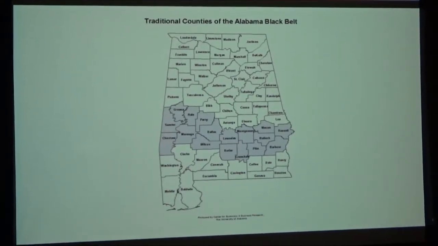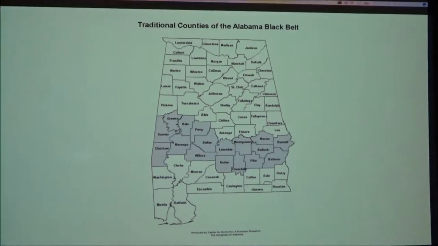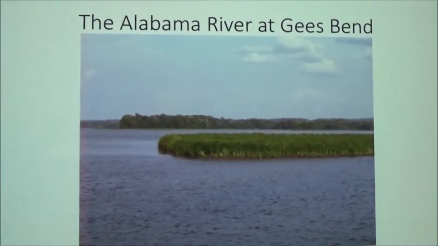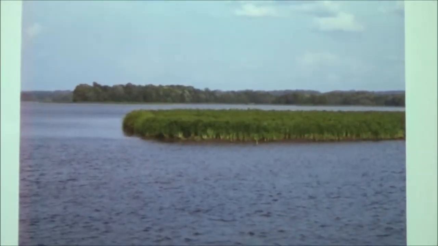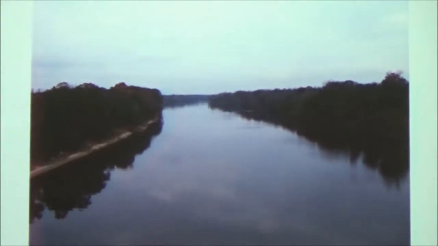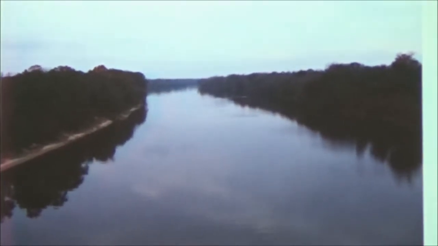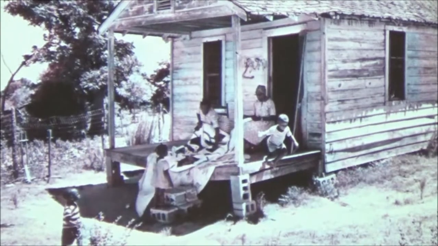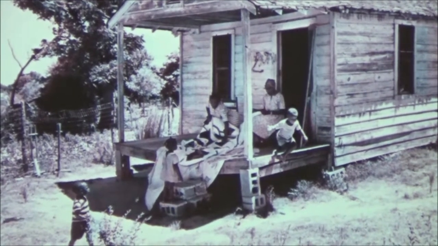So, most of you know where the Black Belt is, but it's useful to see the map. This is the Alabama River from the Dues Bend Ferry from the top. And this is from the Edmund Pettus Bridge. So it's linking that whole area there in the Black Belt. This is the original Freedom Quilting Bee headquarters.